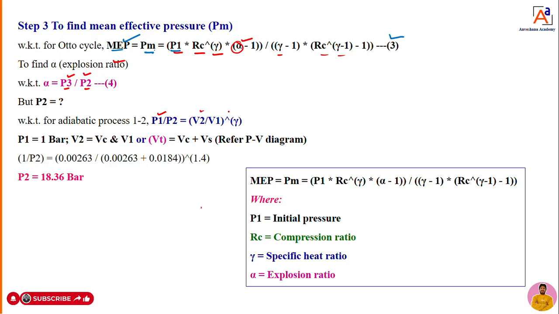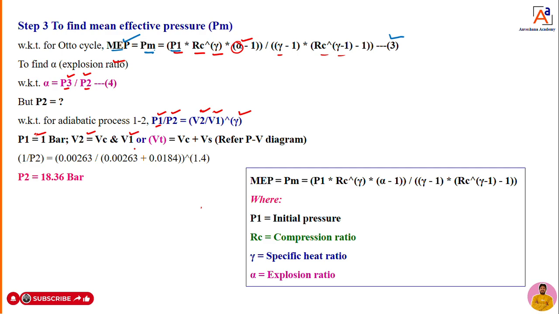So P1 by P2, we have an equation. P1 by P2 is equal to V2 by V1 to the power of gamma. P1 he has already given, but P2 is unknown. I will try to calculate P2 by using this equation. What is V2? V2 is already given, that is clearance volume. What is V1? Total volume. That also he has already given. V2 is nothing but our Vc, that is clearance volume.